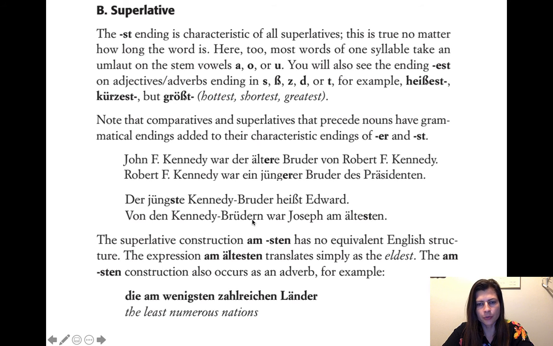Von den Kennedy-Brüdern war Joseph am ältesten. So this is the construction that we were looking at earlier. So of the Kennedy brothers, Joseph was the oldest. There's no construction in English that exactly mirrors it, but you just say the eldest or the oldest. So you can also use it as an adverb. Die am wenigsten zahlreichen Länder, the least numerous nations. Yeah, so that will happen as well.